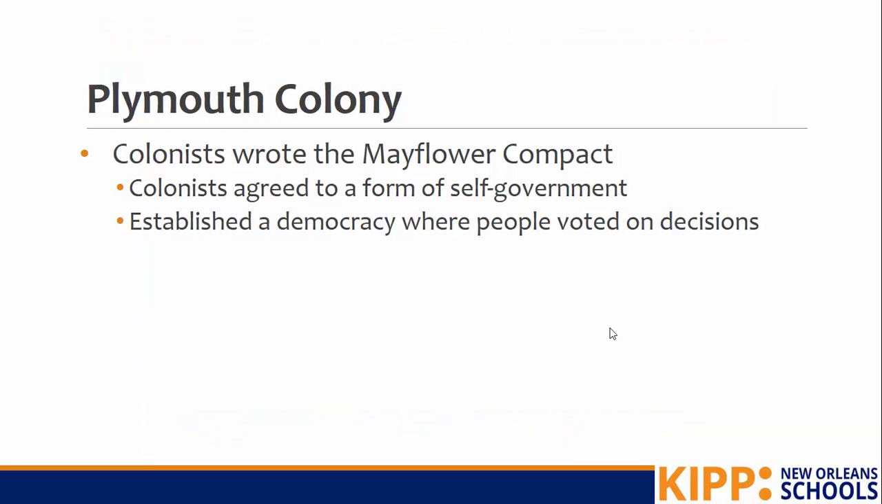And a little bit more about the Plymouth colony. In the Plymouth colony, the colonists wrote the Mayflower Compact. Remember, they wrote it on the boat before they even landed in the colony. And in this, they all agreed to a form of self-government where they would rule themselves. And in this self-government, they established a democracy. And that's where people vote on decisions. So they wanted to give their people a say in government.